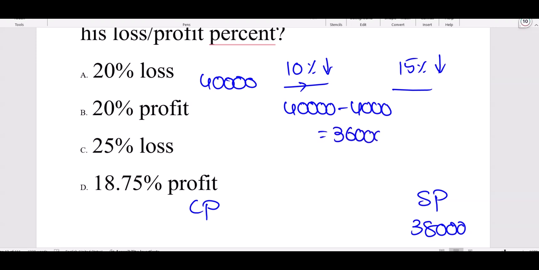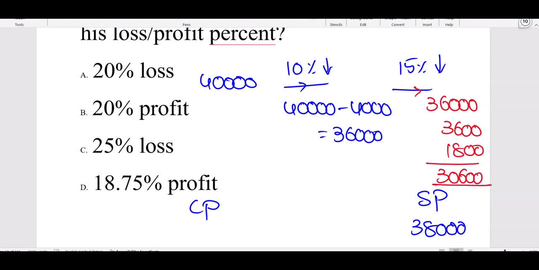Next, for this 36,000, you are giving a 15% discount. So 15%, how to calculate? Very simple. 36,000, what is 10%? 3,600. 5% combines to make 15%, right? Simple. No need to calculate 15% directly. 10% is 3,600. 5% is half of that, 1,800. So 5,400 gone. When 5,400 is gone, it becomes 30,600.